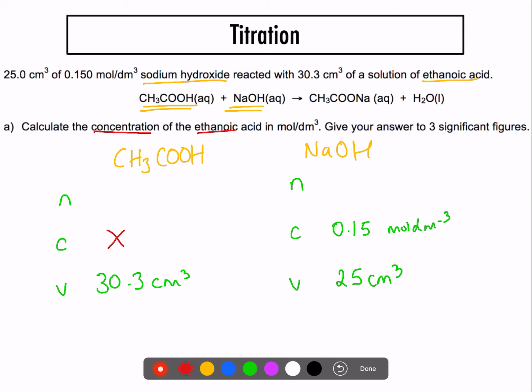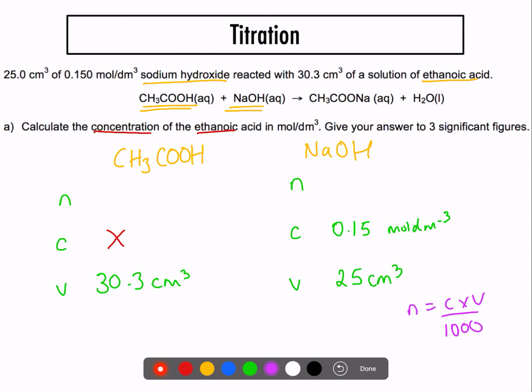Now the rule is that to find something, you need to know the other two. For example, if I want to find concentration, I need to know moles and volume. If I want to find volume, I need to know concentration and moles. So here, to find concentration, I need to know volume and moles. I already know volume, but I don't know moles. However, is there moles of something else I can work out? Yes. I can work out the moles of sodium hydroxide, and I'll use the formula N equals C times V divided by 1,000. We did this in topic 3.